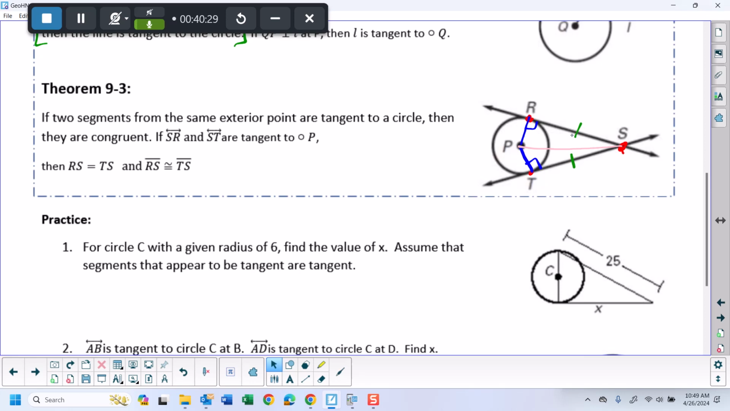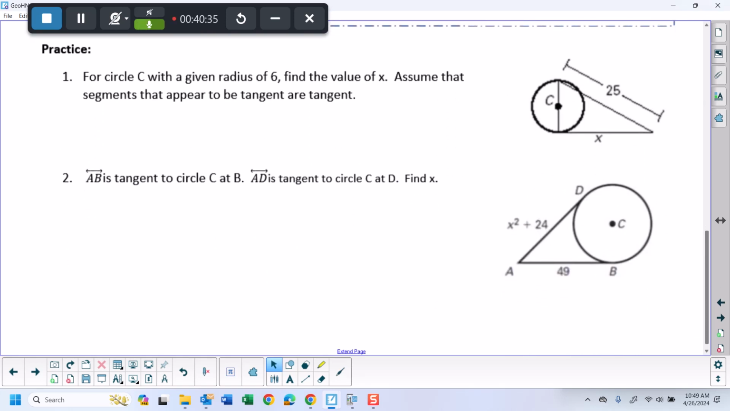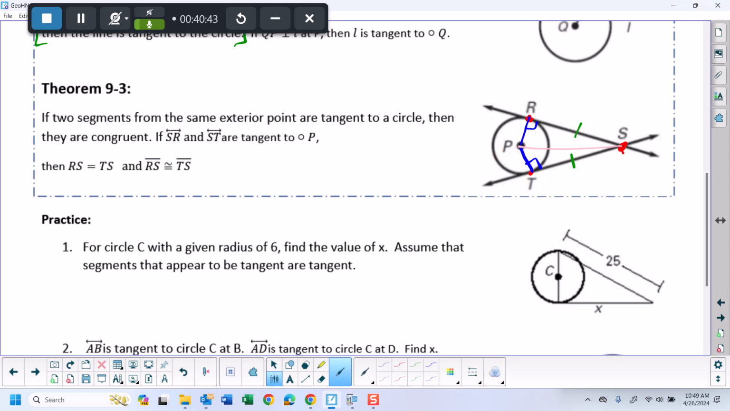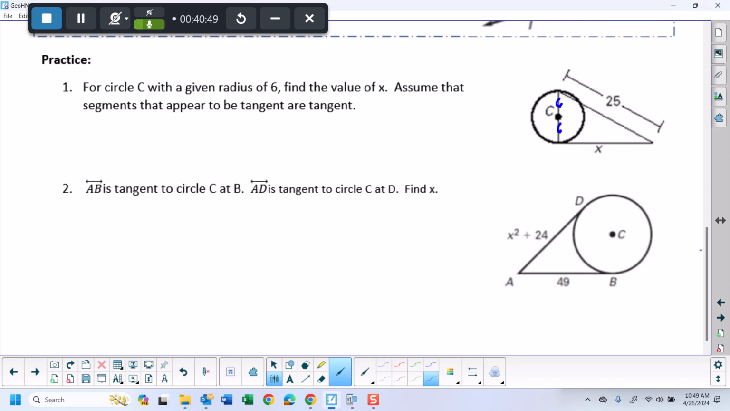All right. So for this rule, we're going to have a couple practice problems where we can end up coming up with all sorts of right triangles to play with. For circle C with a given radius of 6, so my radius here in circle C is 6, find the value of x. What do I know because of that first theorem? It's going to be perpendicular. And what you should be asking is, wait, is this tangent? Yes, it is. So then that's perpendicular.